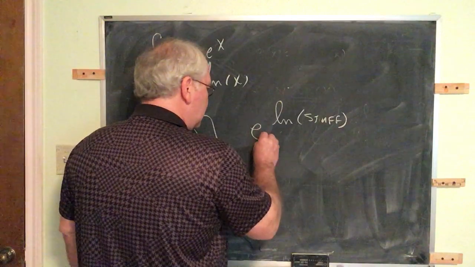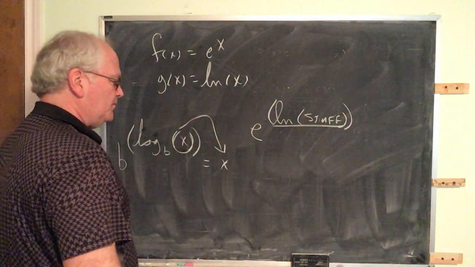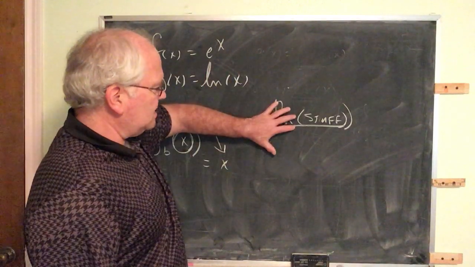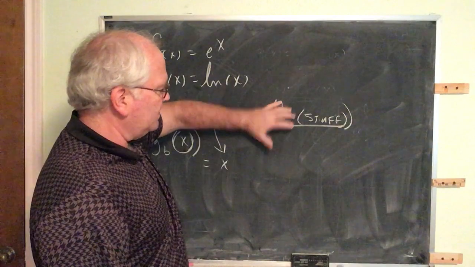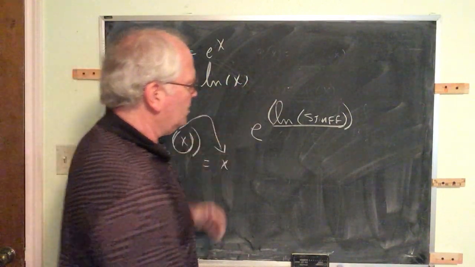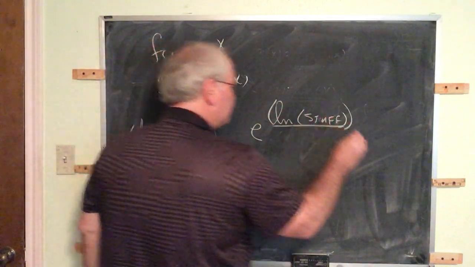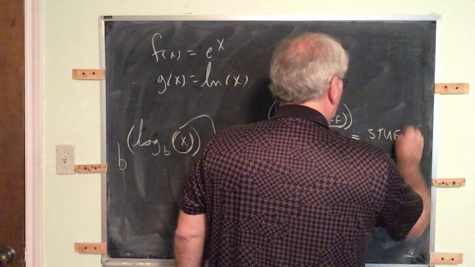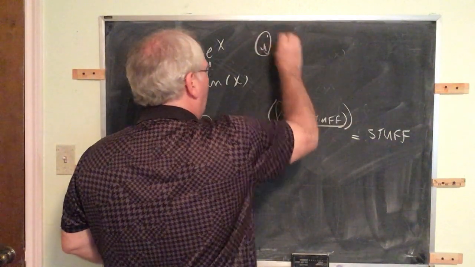If you take e and raise it to the power of natural log of something, then it is as if those cancel. In fact, this is a property we will use. They are inverse functions, and what you're left with is just the argument. E raised to the natural log of something is the something. In fact, let's write that as a property.